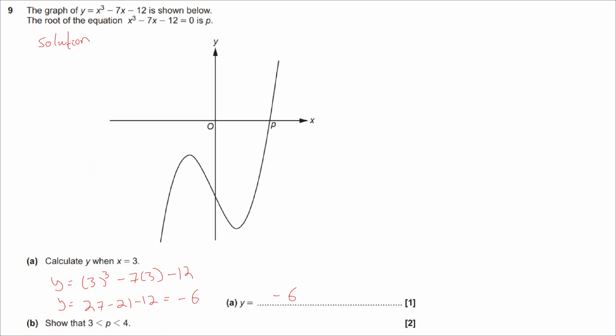Now part B is saying show that P, which is the solution, is between 3 and 4. Now this is basically just saying this point here is going to be between 3 and 4. And if there is a solution between 3 and 4, when you put x is 3 into the equation, like we did on part A, you got out minus 6, which is this value down here, which is negative. So you get minus 6.